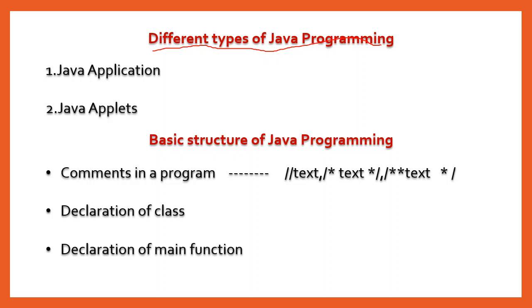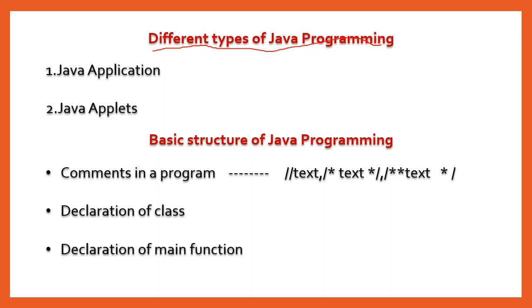Java application, what is a Java application? It is a Java program. Who develops this program? Developed by the users. And this can be run on any platform. And this is about Java application.